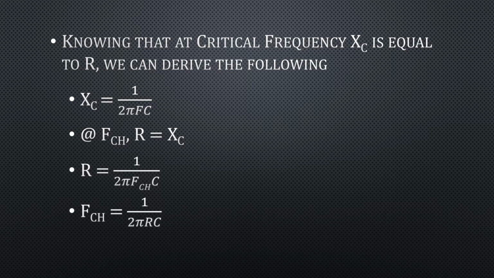Knowing that at cutoff, the resistance that the capacitor sees should be equal to the reactance of that capacitor, or circuit capacitance. So we can manipulate the X sub C formula to equal: frequency cutoff is now equal to 1 divided by 2 pi of that resistance times that capacitance.